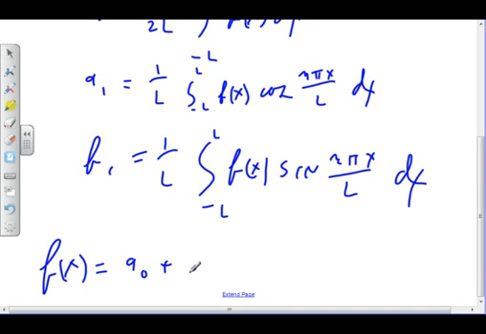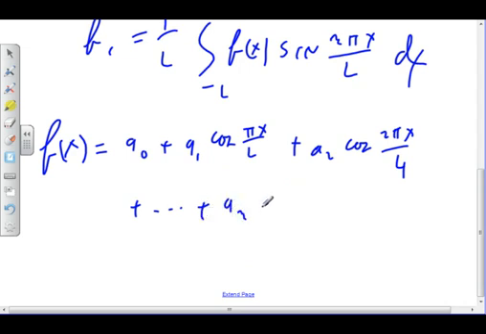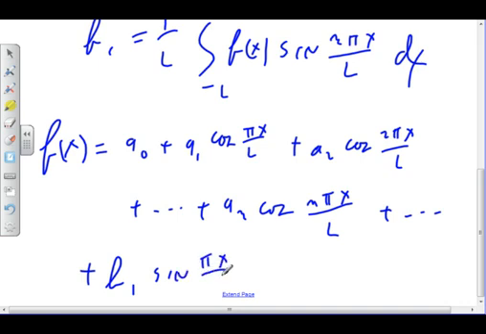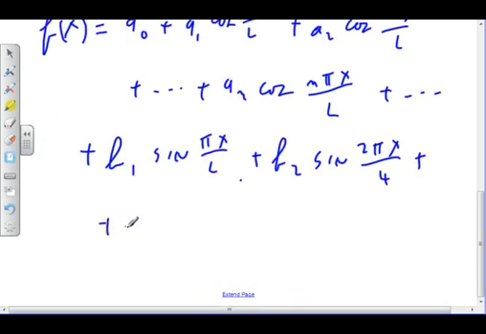A1 cosine pi x over L plus A2 cosine 2 pi x over L plus and so on, An cosine n pi x over L. It doesn't look much like an L. It doesn't look much like an n. Plus the b's: b1 sine pi x over L plus b2 sine 2 pi x over L plus and so on, bn sine n pi x over L, plus continue on forever.